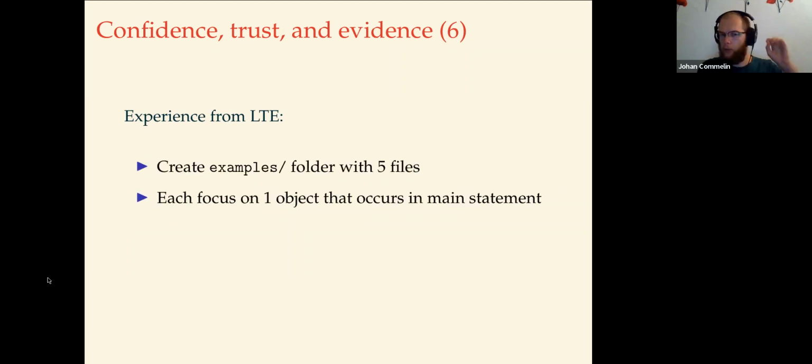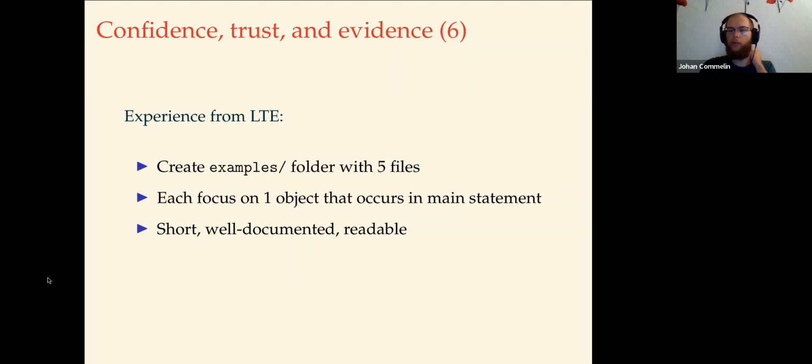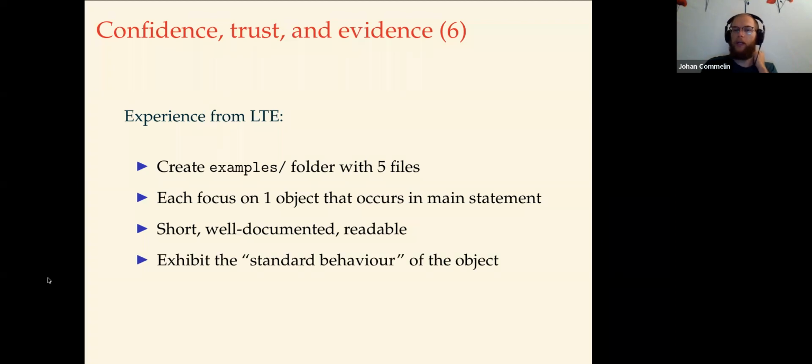And each of these files focuses on one object that occurs in the main statement. We make sure that these files stay short, that they're really well documented and readable, even for someone who doesn't have any experience with the Lean theorem prover. And they should exhibit the standard behavior of the object. So in some sense, this ties back to spec-driven development. These documents should exhibit the spec of the object in question.